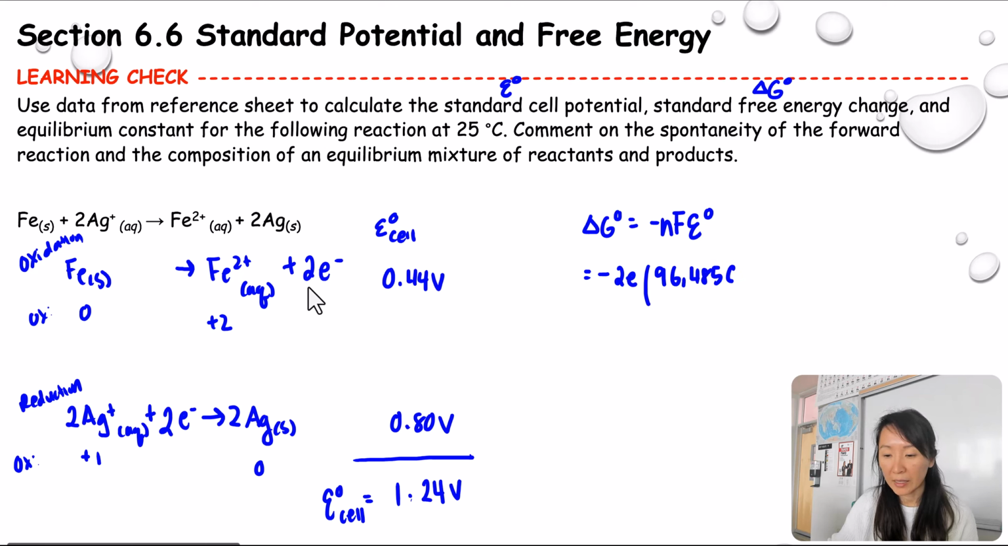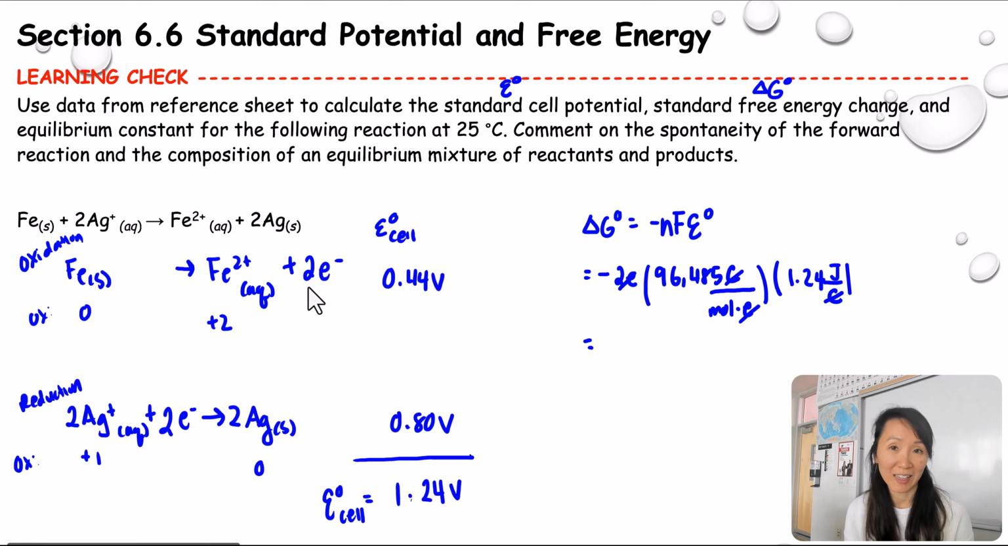96485, and it's coulombs per mole of e. And my standard cell potential is 1.24. Now I could write volts, but volts is also known as joules per coulomb. So go ahead and cancel the coulombs out. I'm going to cancel the electrons out, so I'll be left with joules per mole. So try calculating this out and come back.